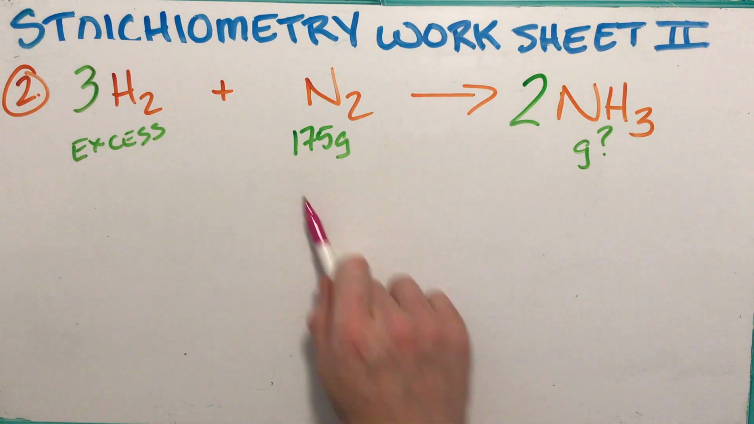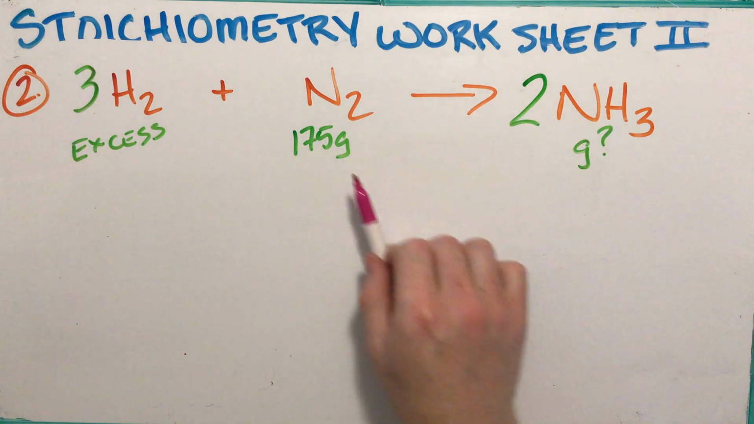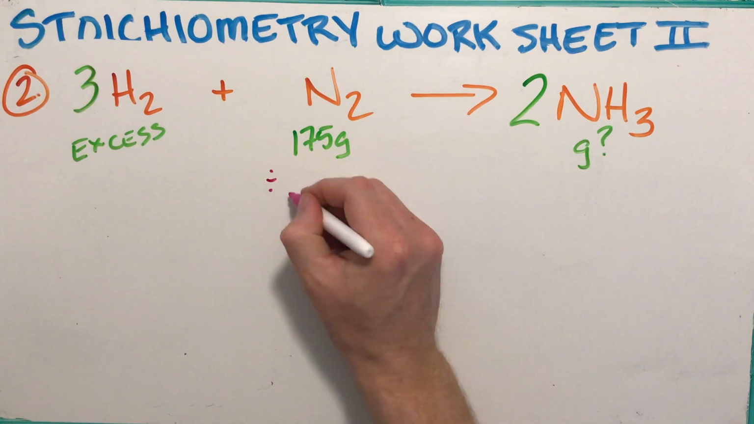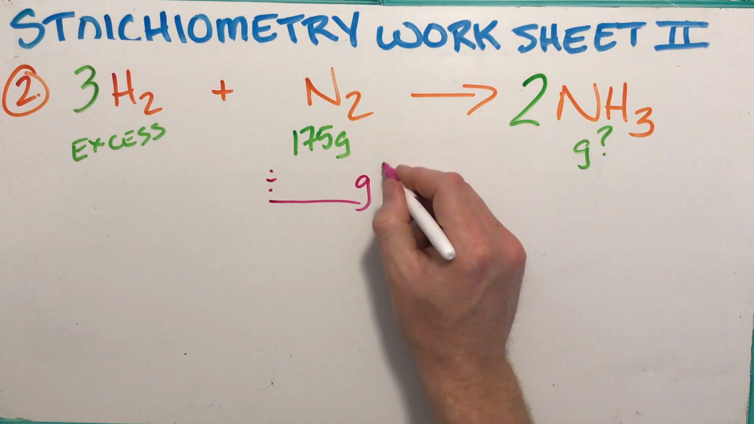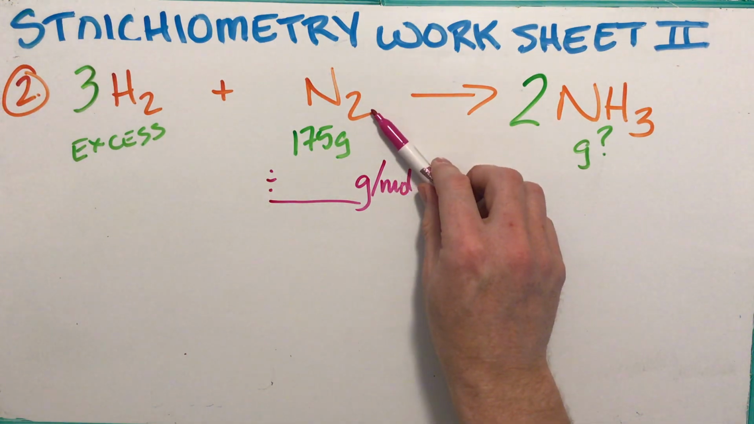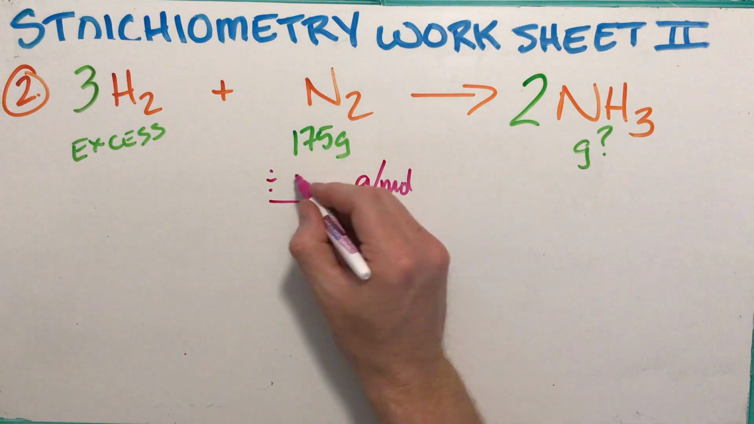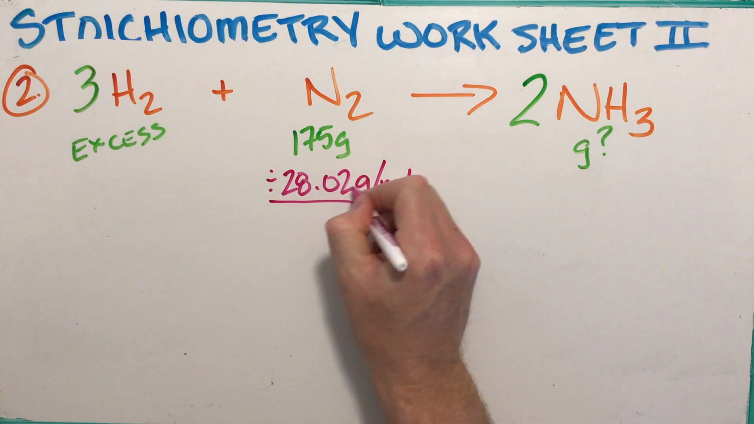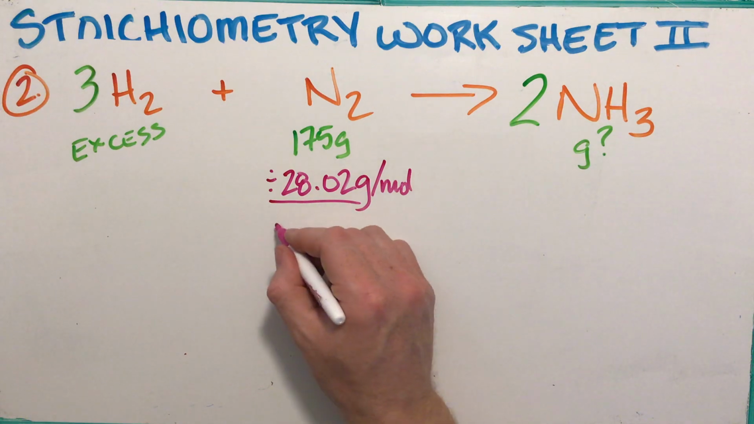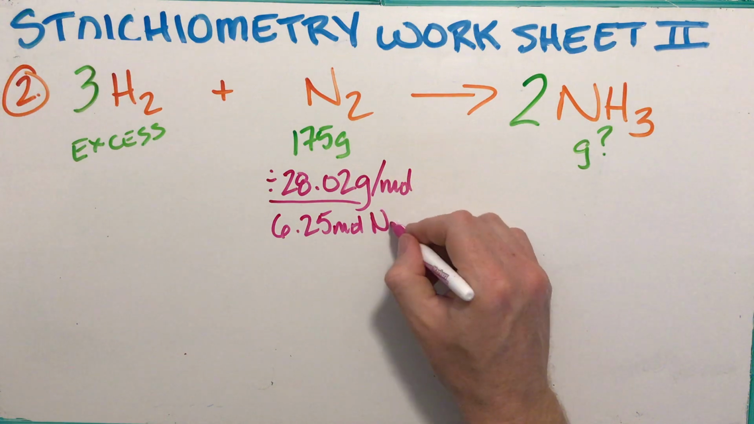So I want to relate this to this, but I can't do that first. I can't use the mole ratio because this is not moles, it's mass. So I got to change this to moles. So I'm going to divide by the molar mass for nitrogen gas. And the molar mass is simply 2 nitrogens off the periodic table, so 14.01 plus 14.01, and that's 28.02 grams per mole. I'm going to divide those two, and when I do, I get 6.25 moles of nitrogen gas.